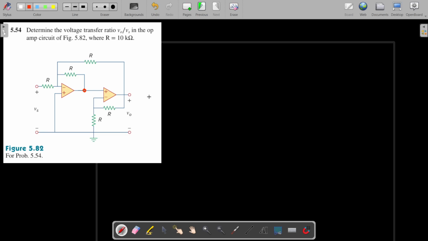Whenever we don't have any clue about how to solve these problems, the basic and most fundamental thing is to apply KCL, Kirchhoff's current law. It states that in a particular node the summation of incoming currents is equal to the summation of the leaving currents. So now we are going to apply this concept at this particular node.